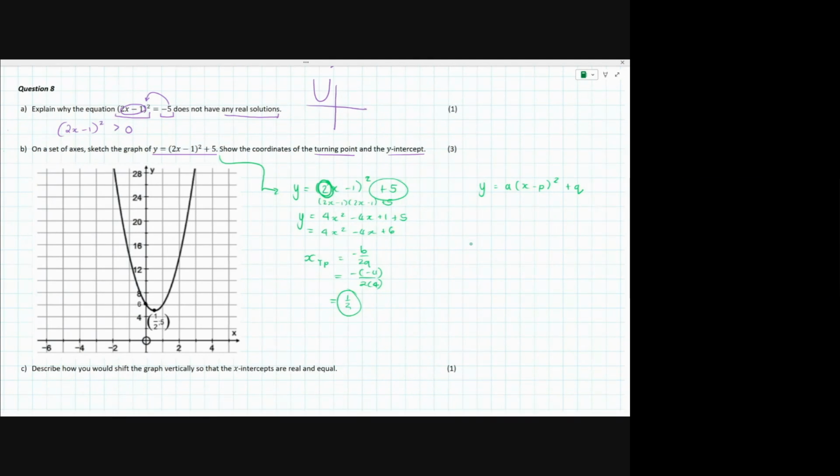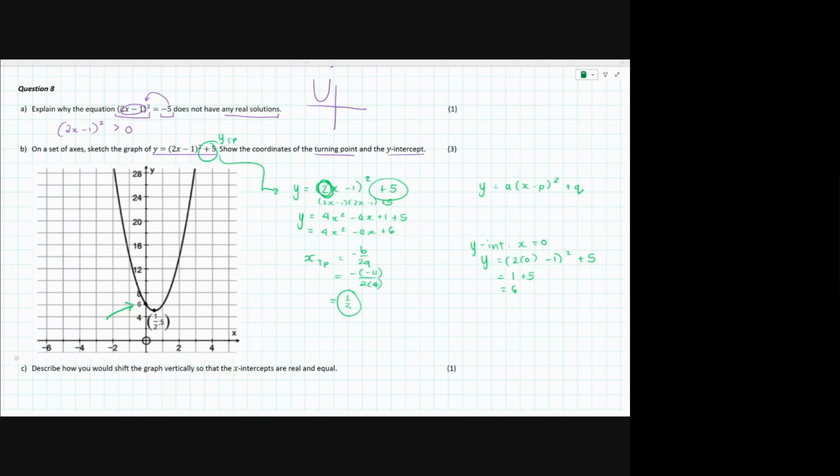The y-intercept, remember, is where you make x equal 0. It is not 5. This is really important. The turning point form of your equation, that constant, that +5, is not the y-intercept. That is the y-coordinate of your turning point. So you would still need to substitute x as 0. So 2 times 0 minus 1 squared plus 5. 2 times 0 is 0. So -1 squared is 1, plus 5, which means our y-intercept is at 6. So please just be careful. This constant over here is the y-coordinate of your turning point, not the y-intercept.